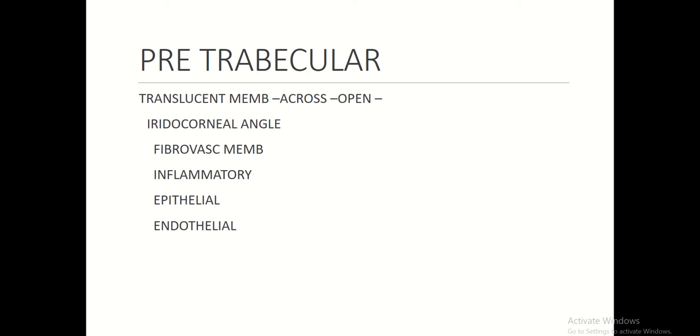And this will interfere with the filtration or drainage of your aqueous, leading to an increase in intraocular pressure. So there may be a translucent membrane present across the open iridocorneal angle, and this can be a fibrovascular membrane, inflammatory, epithelial or endothelial in nature, and this prevents proper drainage of aqueous across the trabecular meshwork.